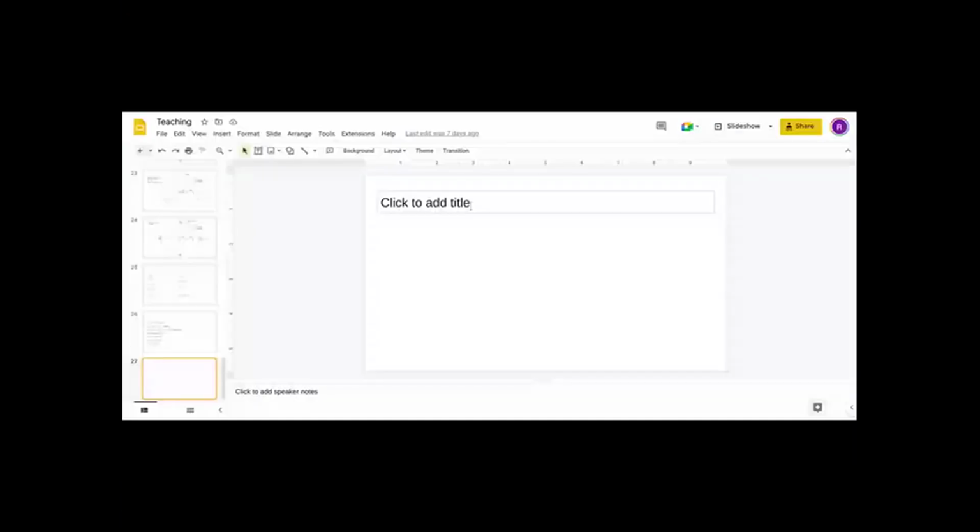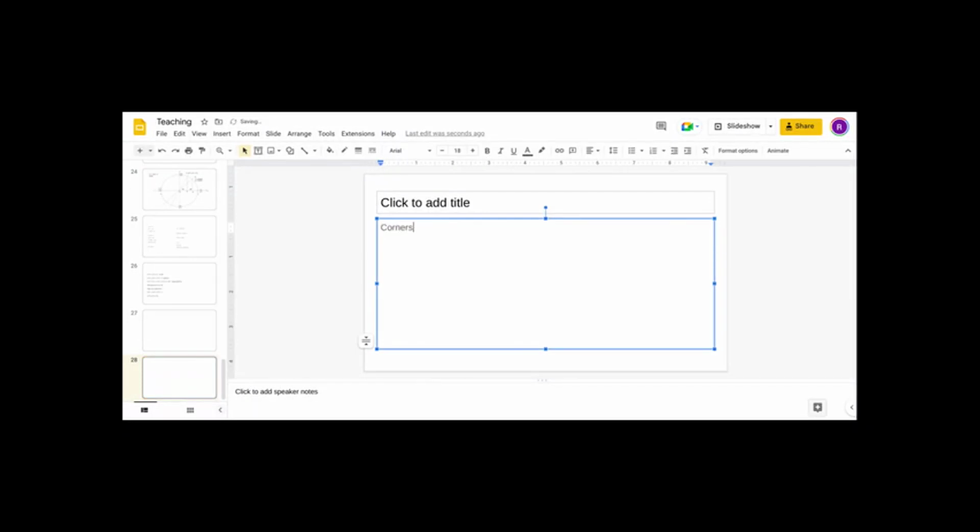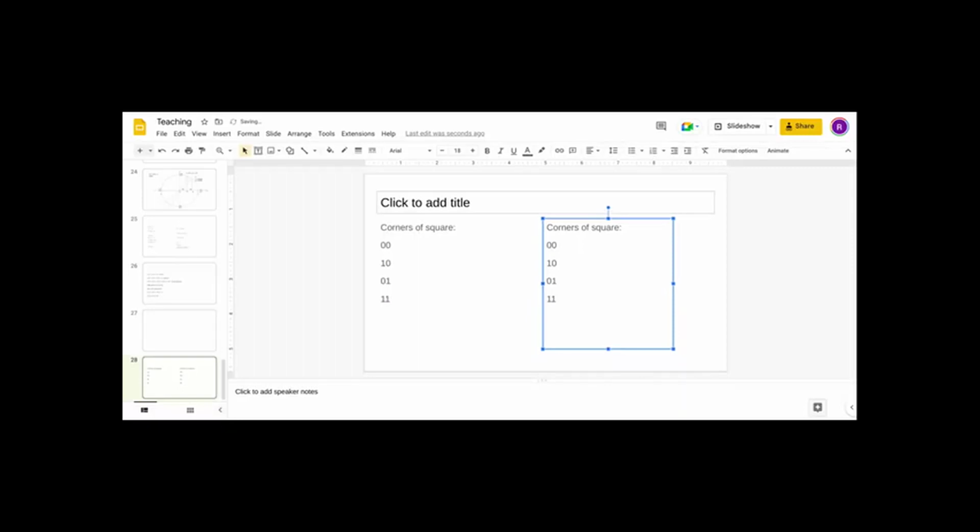Okay, let me try showing it here. Okay, so corners of a square, right? So it's 0, 0, 1, 0, 0, 1, and 1, 1. Okay, this is in the xy coordinate. You have x and y coordinate. Now corners of a cube, you have x, y, and z. So what will we get?